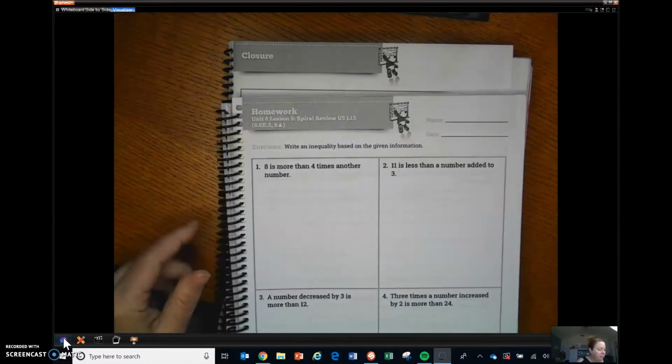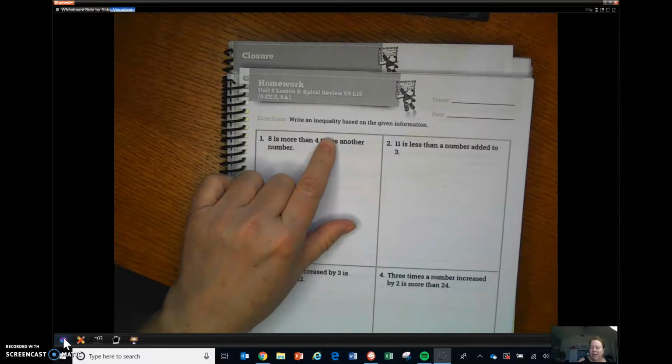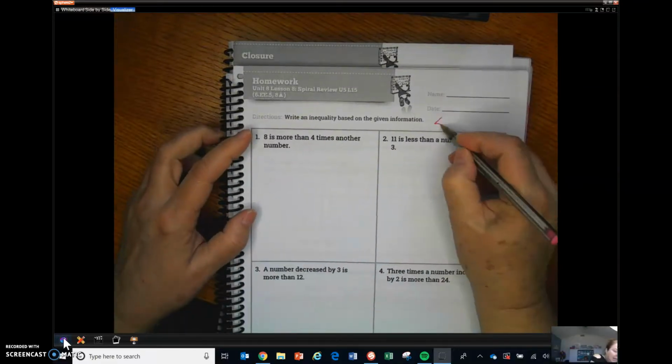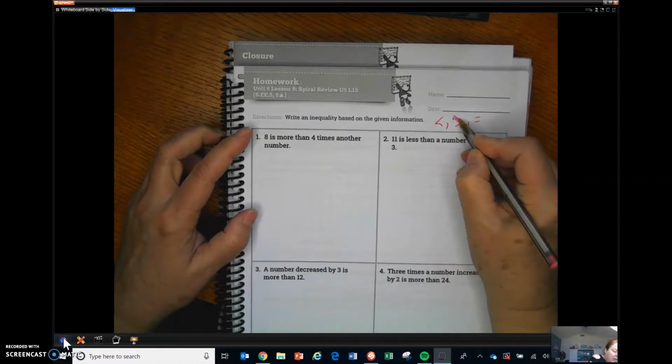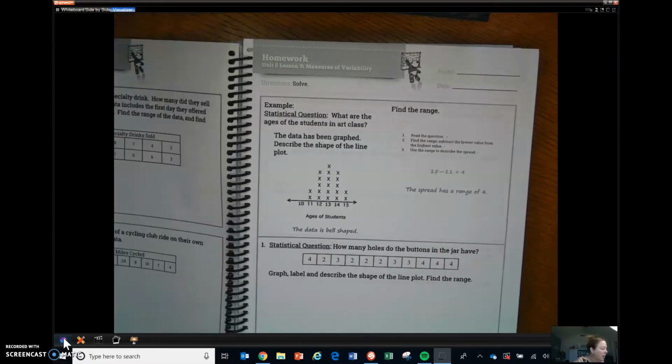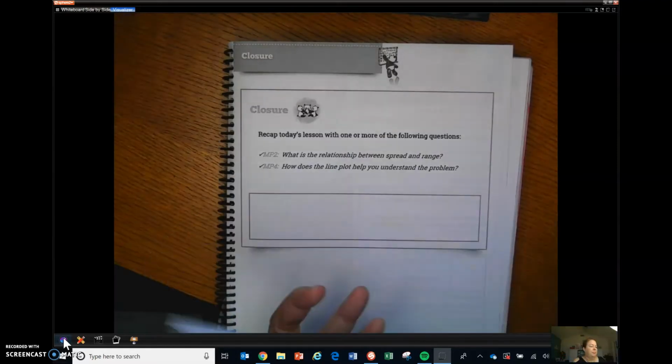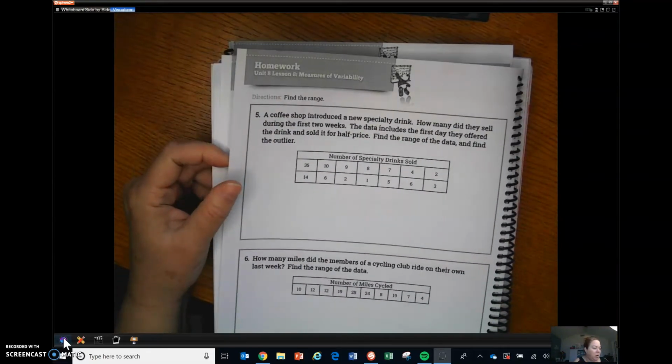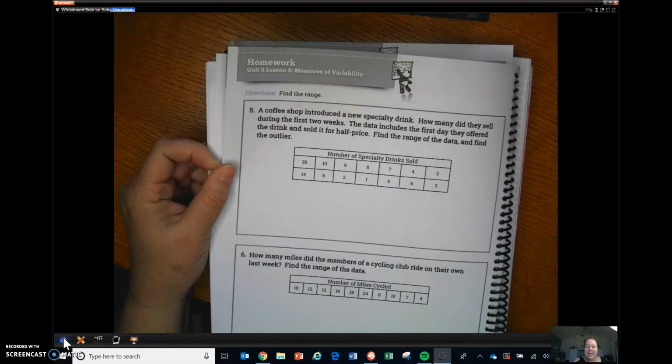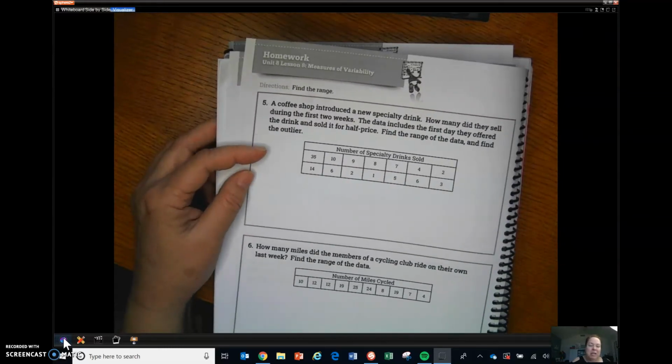It's a spiral review. Oh, inequalities. Remember, those are when you see less than, greater than, or equal, the alligator always eats the bigger number, right? All you're doing is a number decreased by 3, you're subtracting 3, and it's more than 12. You don't have to solve it. You're just writing those number sentences with the right symbols. And then for homework is just 2 more problems on range. Easy peasy. I will see you guys in our meeting, so make sure you ask questions.